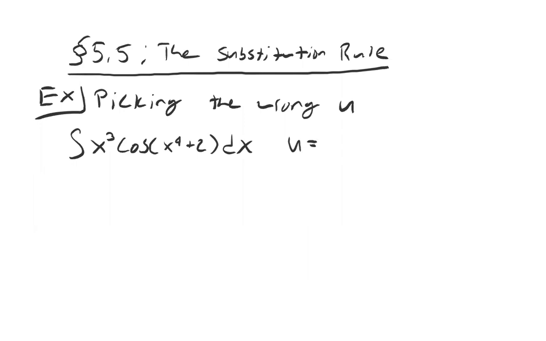So let's say that I let u equal, so there are a couple, so let's do x cubed. That's going to give me the easiest mistake here. So instead of picking x to the fourth plus 2, I picked x cubed. So if I do my du, this is going to give me 3x squared dx. And I'm going to go ahead and solve for dx here. I'm going to get du over 3x squared.